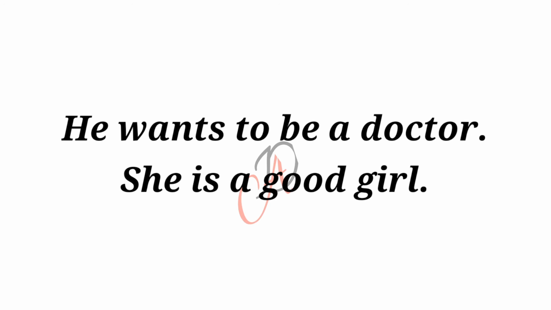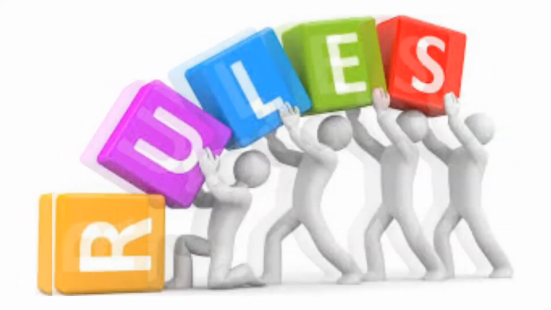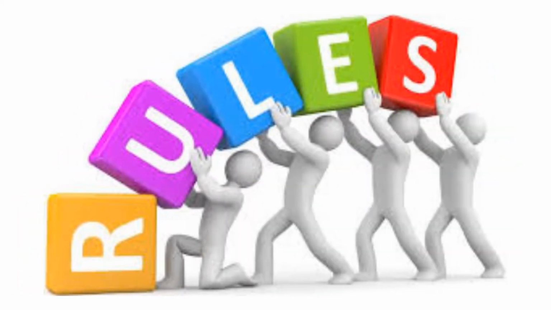For example, he wants to be a doctor. She is a good girl. In both these examples, we are talking about unspecific nouns, like he wants to be a doctor, she is a good girl, but we are not talking about a particular girl or boy, and hence they are called indefinite articles. Well, let's move on to the rules that we use for the indefinite articles a or an.